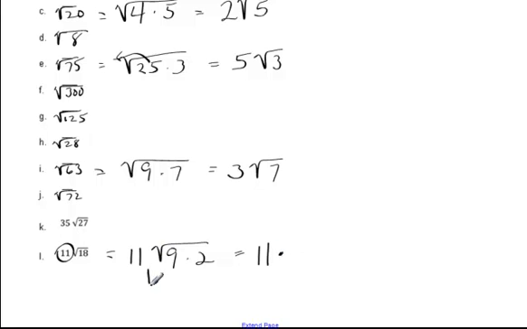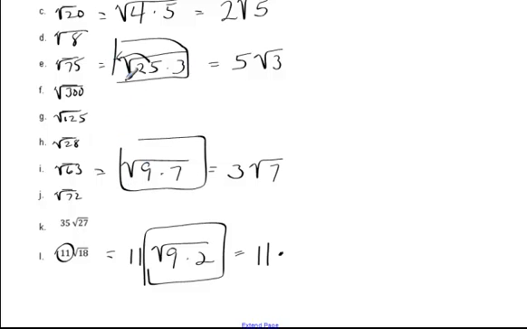Now, this problem right here is just like all the rest of these then. So ignore the 11. The square root of 9 is 3. I can pull that out. The square root of 2 stays in jail. Now, since it's simplifying, I can actually do that multiplication. So that's 33, and then I have the square root of 2.